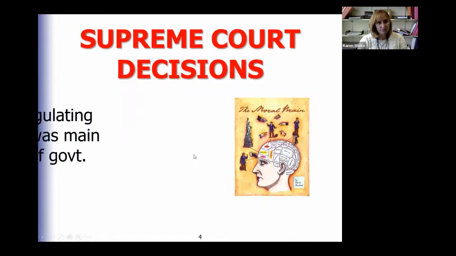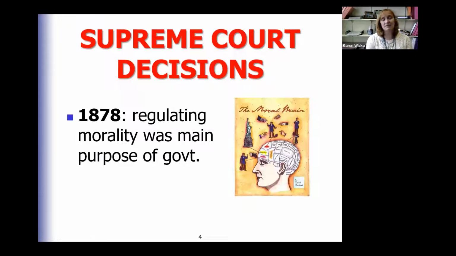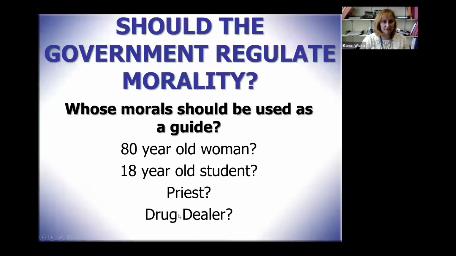Now, we have the Supreme Court, who really was in the business of upholding these crimes originally. It was believed that it was the government's job to regulate morality, that they played a significant role in deciding how we can keep society and the morals and values of society at a proper level. And we really did believe that the government was supposed to do that.